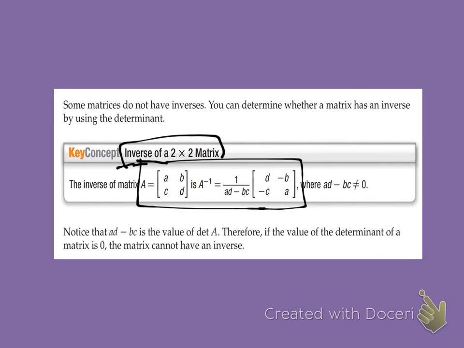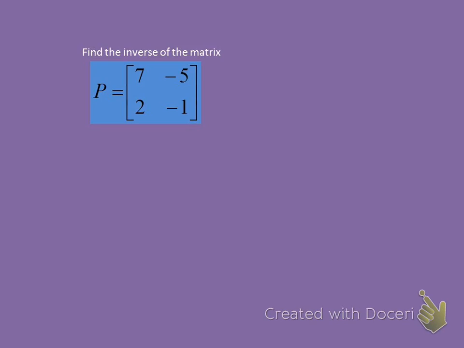Okay, everybody good? Everybody ready? All right, here we go. First one. So we're going to find the inverse of this matrix. The matrix is a 2 by 2. It's got elements of 7, -5, 2, -1.